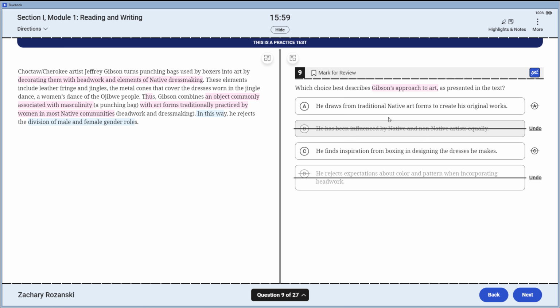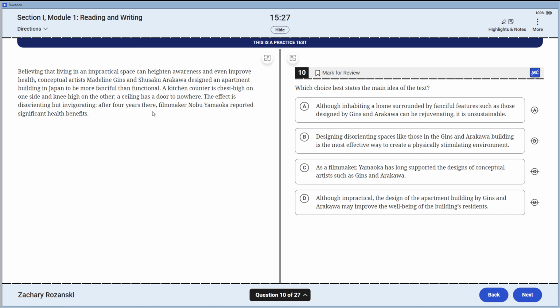So between these two, I'm in a minor pickle. I've got details to support both of them. But when I look at these two, especially in this exact region, I see an absolute affinity for A. The punching bag was merely the discipline of masculinity. It was subsumed under masculinity. He finds inspiration from masculinity in designing the dresses he makes. A aligns with this because it's this one. So this would have too narrow of a scope. We don't have evidence to support that it was all of boxing always.